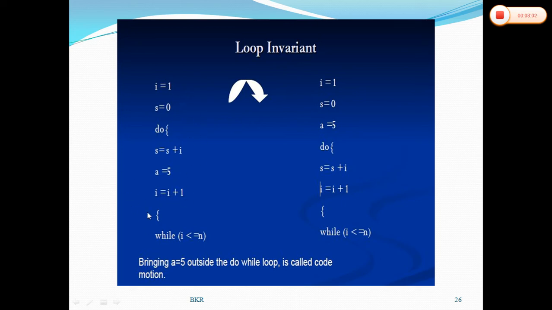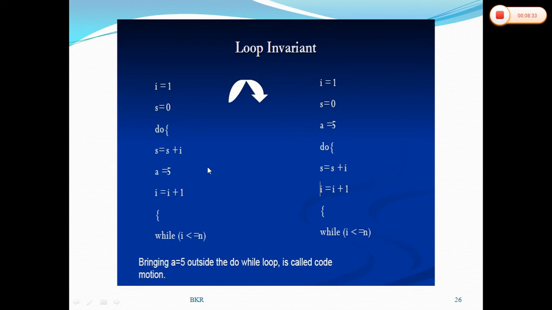Instead of using this program, I can replace it with this one. Bringing A is equal to 5 outside the do while loop is called code motion. I can take A outside the do loop and write it like this also. That is called loop invariant. See here, A is a constant. I am assigning A is equal to 5. I can assign this before the do while loop also.